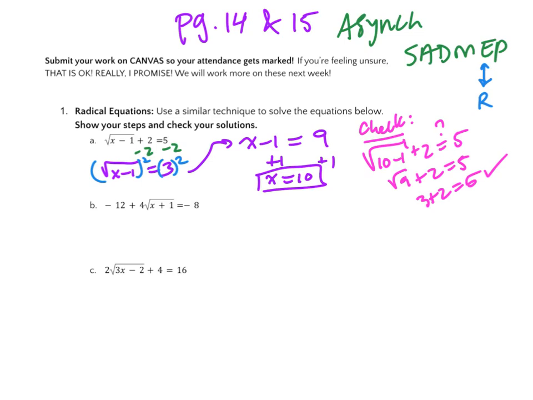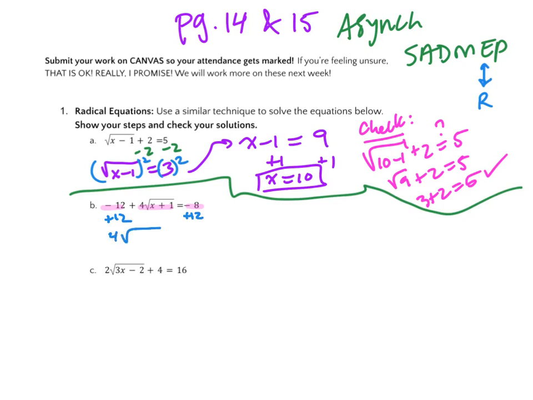So this one has a little bit more things going on. So first I'm going to check addition or subtraction. And let's use a highlighter for a second. So I have 1, 2, 3 separate things. We call them terms. So first I'm going to add 12 to both sides. So then I have 4 times the square root of x plus 1 equals positive 4.